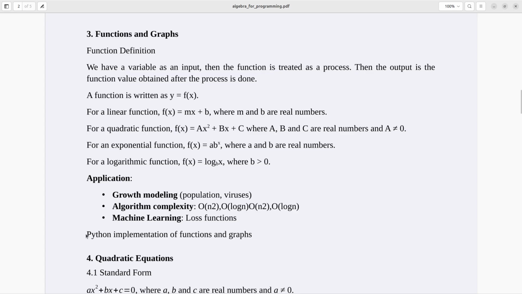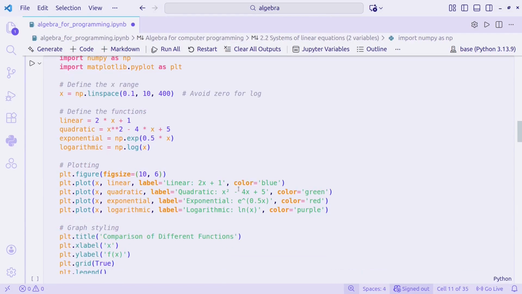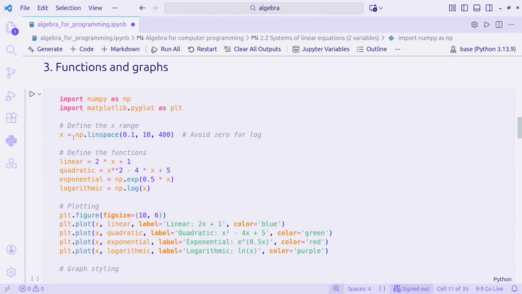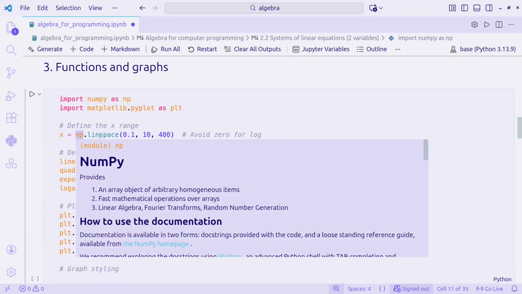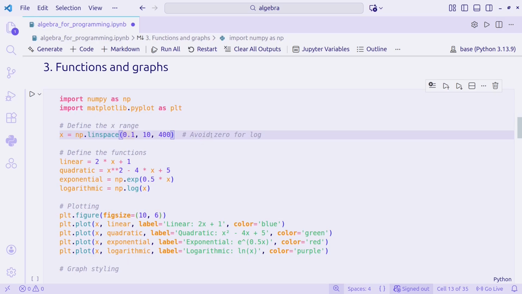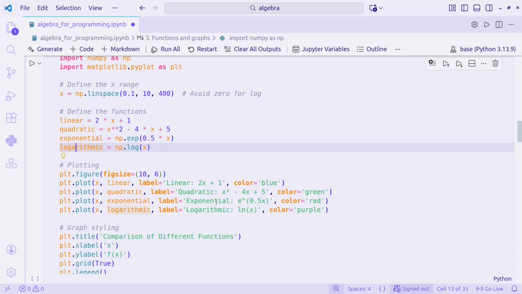So let us see how we can implement functions and graphs in Python. So here I'm going to have x values in the form of vectors in the linear space. And then I have so many functions here: a linear function, a quadratic function, an exponential function, and a logarithmic function. Okay, so I'm going to plot all these 4 functions on the same graph.